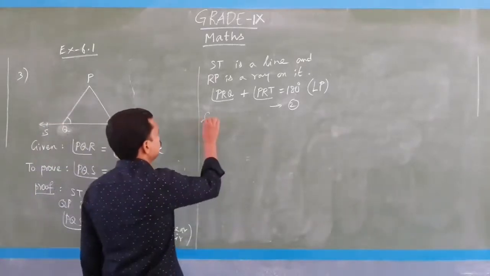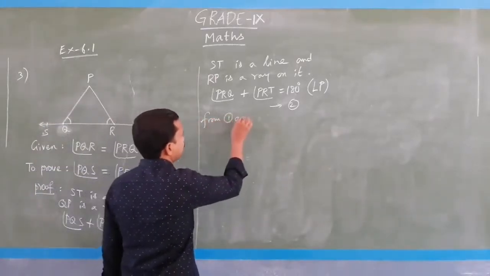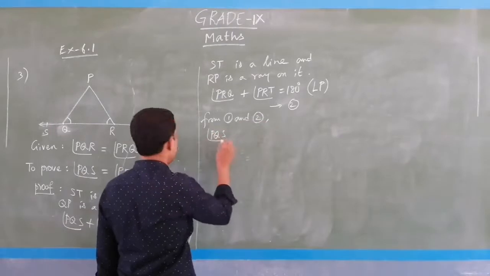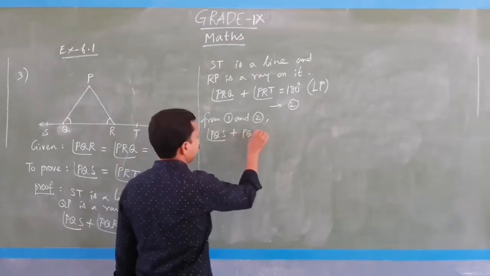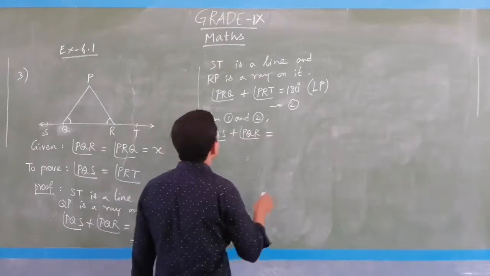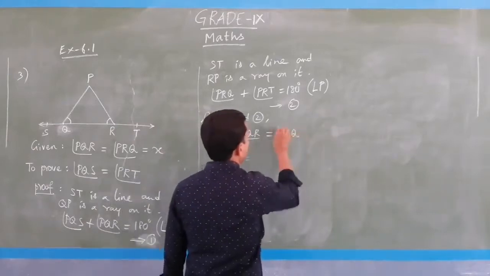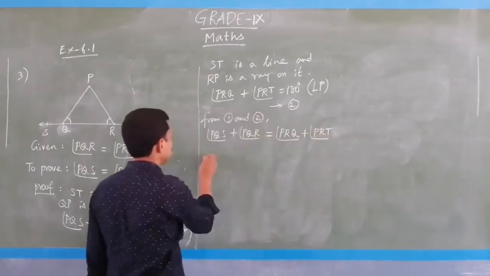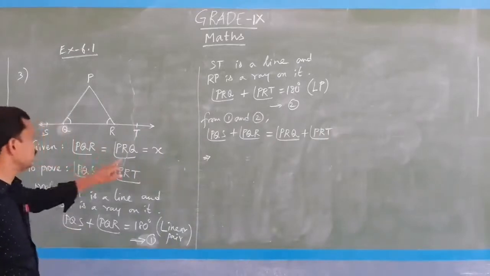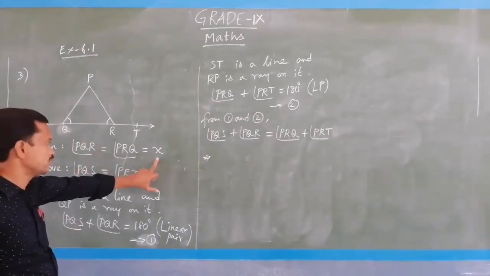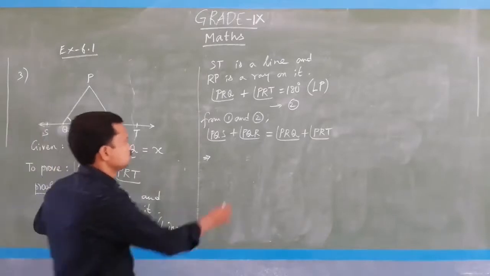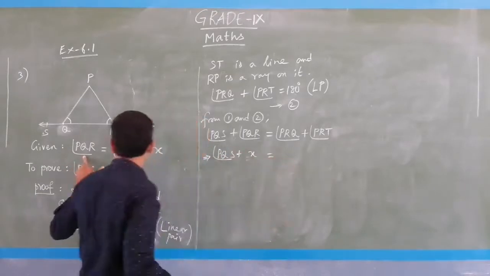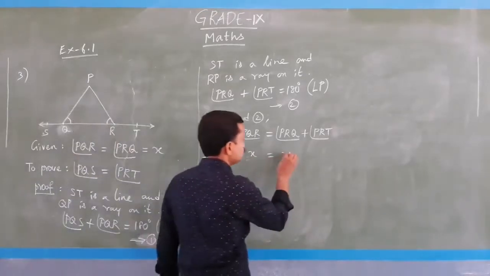So, from 1 and 2 we have angle PQS plus angle PQR is equal to angle PRQ plus angle PRT. Okay, this implies, I already told you the equal angles I assumed as X. So, PQR, where it is here, you put X and write this as it is, and for PRQ also we can put X, plus PRT.